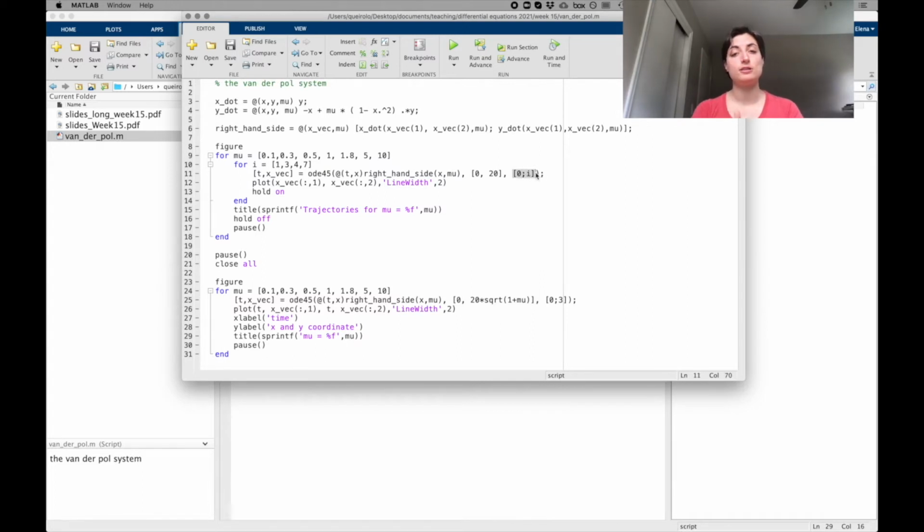So you see here I choose as initial condition 0 for x and whatever I is for y. And then I'm going to plot it. I'm going to hold, and I'm going to put a title, and I'm going to pause so that I can show you the results. And then I'm going to do something similar for the same values of mu, but instead of plotting the x and y coordinate in the same plot, the second time around I'm going to plot in the horizontal axis the time, that is the passing, and in the vertical axis I'm going to plot two things, the x coordinate and the y coordinate. So let's see what happens.